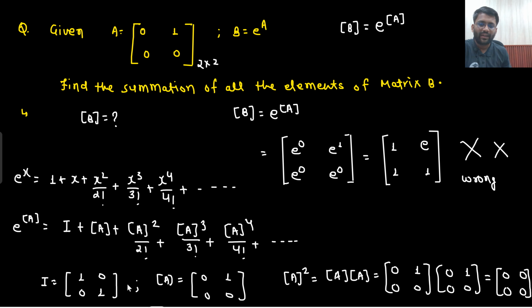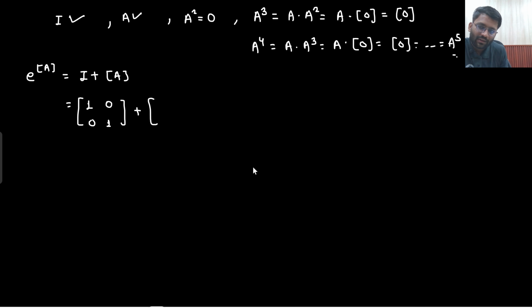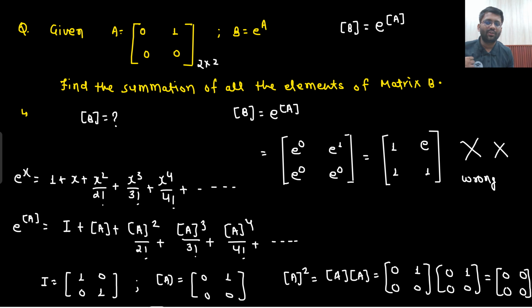So basically what really happened is that this came out to be 0, this also came out to be 0, this also came out to be 0, and you are left with only I plus A. That's it. The rest of the higher order terms came out to be 0 only. A square 0, A cube 0, A to the power 4 0. So what did you see here? In our case, this is the answer we are getting. Now what is I? I is nothing but 1 0 0 1. And what is A? A is nothing but 0 1 0 0.